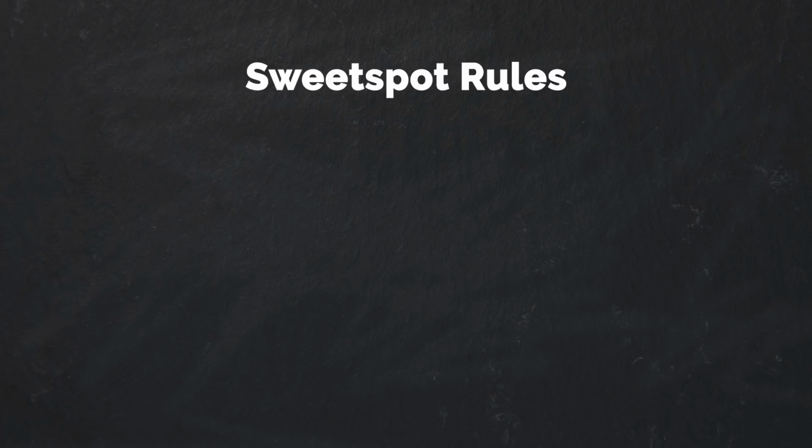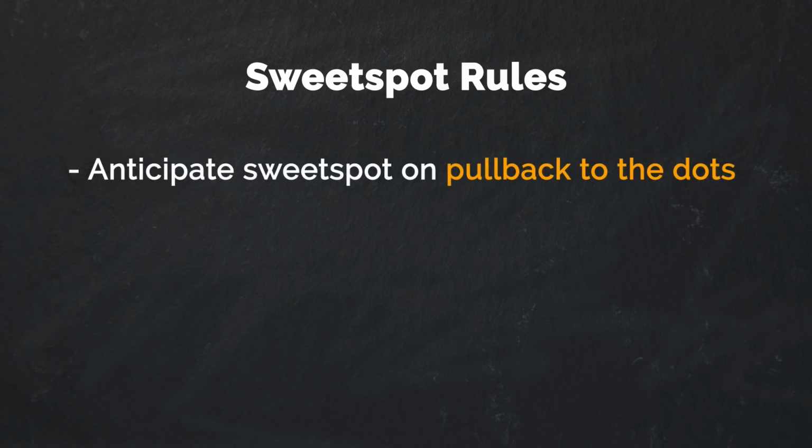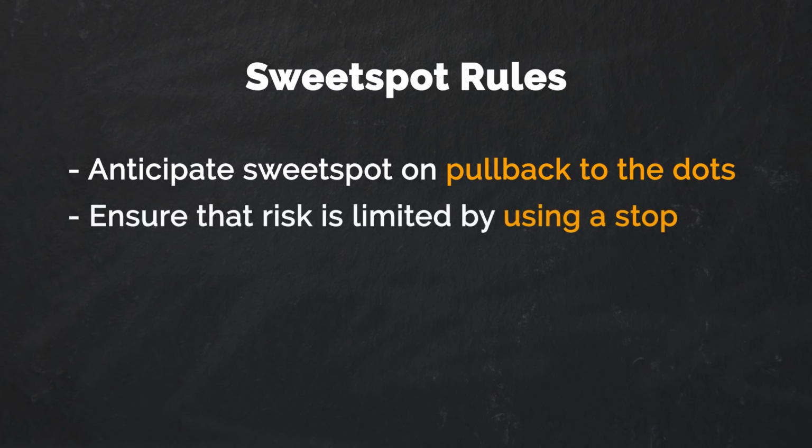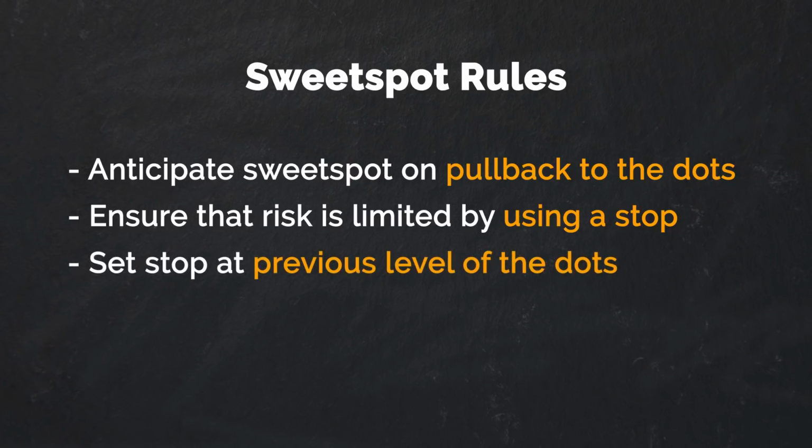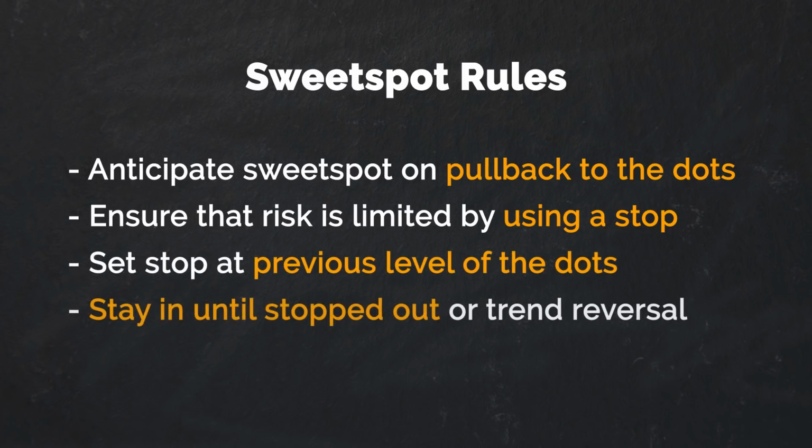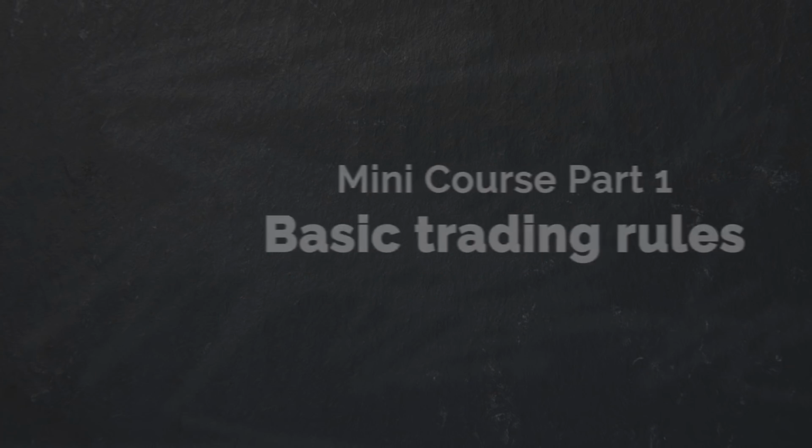So let's recap. AbleTrend reveals the sweet spots that start with low risk and have the potential for big returns. We can anticipate when a sweet spot is coming as prices pull back to the dots. We want to ensure that there's limited risk by using a stop, and our rule is to use the previous level of the dots for the stop. You stay in the position until stopped out or a color change signals the end of the trend. If you can recognize the sweet spot, you've got an edge that you can trade with.